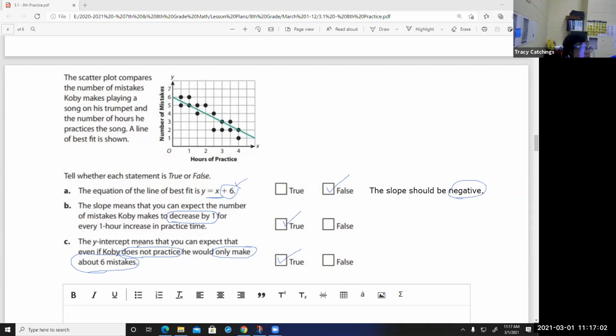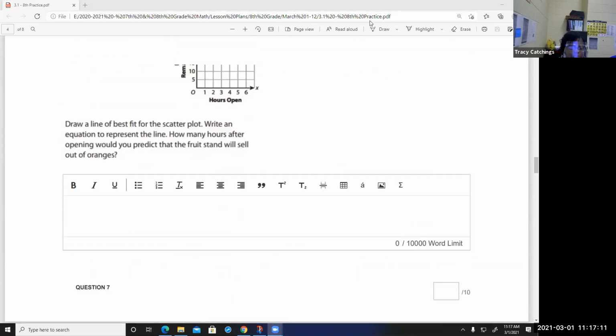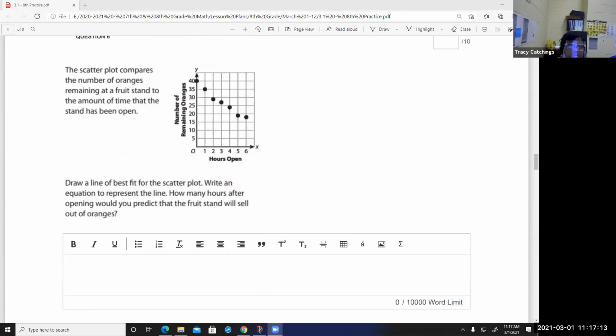All right, notice we didn't do anything with this. It was just based on us knowing if that slope should have been positive or negative. All right, number 6 says the scatter plot compares the number of oranges remaining at a fruit stand to the amount of time that the stand has been open. It says draw a line of best fit for the scatter plot, write an equation to represent the line, and then it asks how many hours after opening would you predict that the fruit stand will sell out of oranges. All right, first thing, let's draw a line.